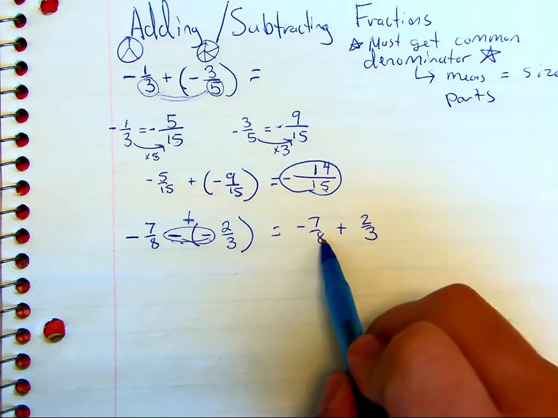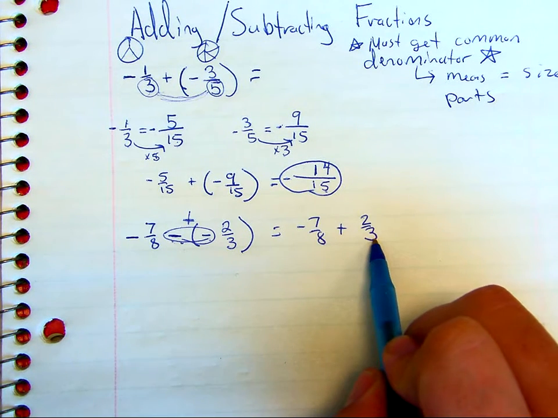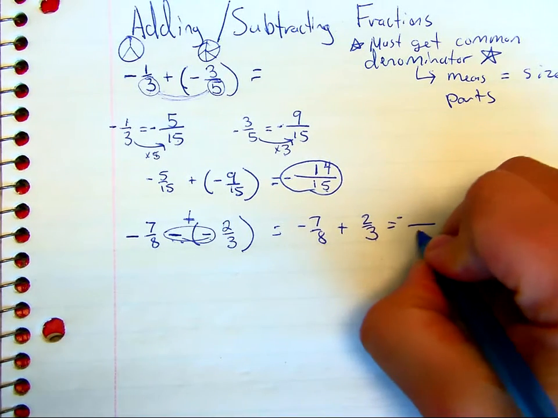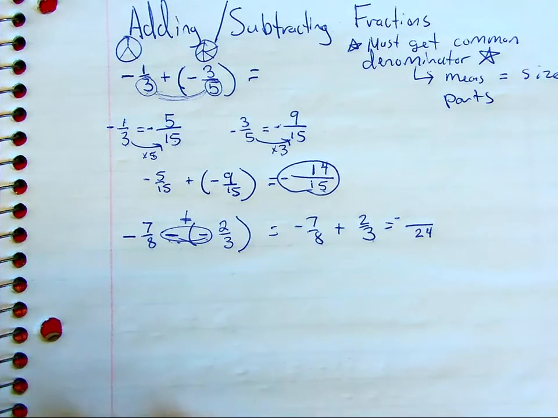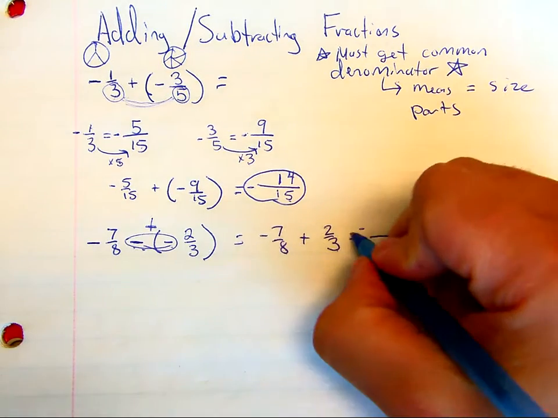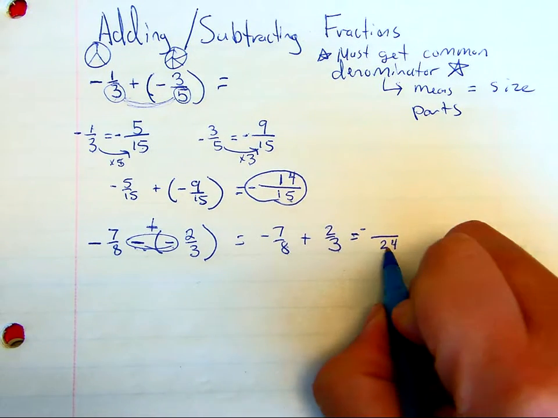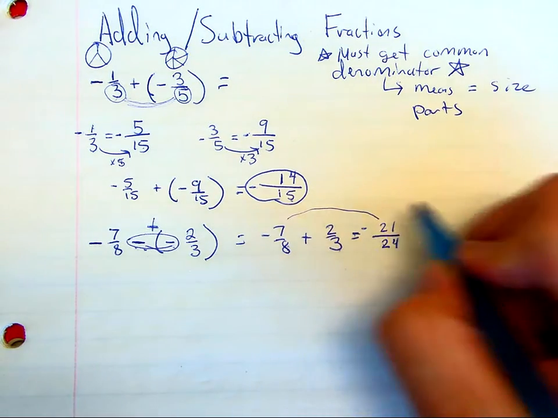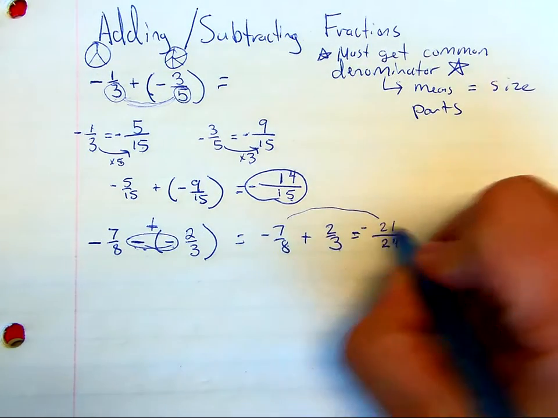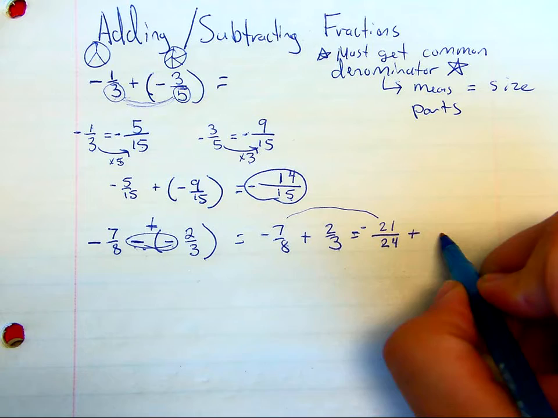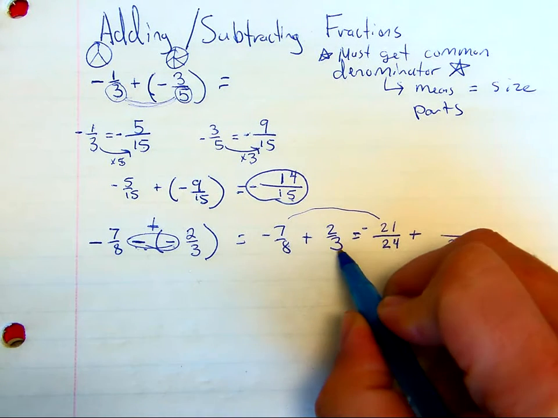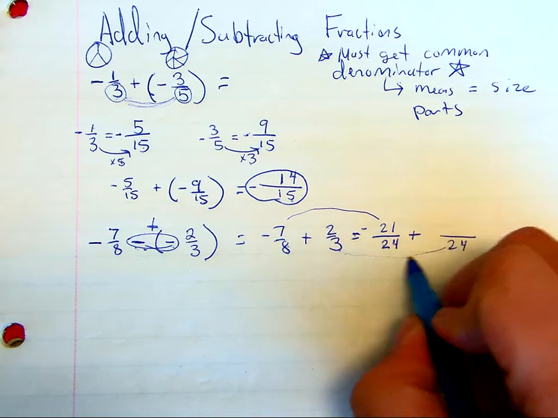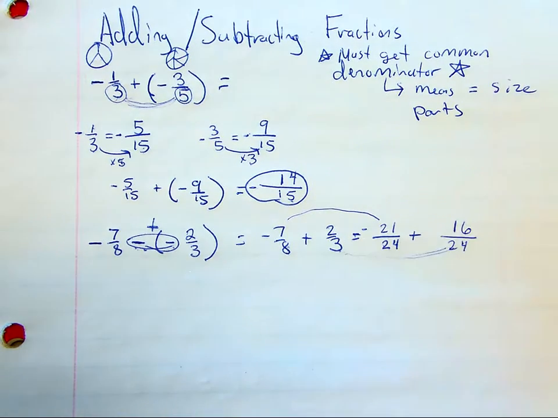Well, with 8 and 3, my common denominator could be 24. First one's negative. You can't forget about the signs. You can't lose track of the signs. 8 times 3 makes 24. 7 times 3 makes 21. So these two are equivalent to each other. Plus, it was thirds. So 3 times 8 gets me to 24. 2 times 8 would make 16.